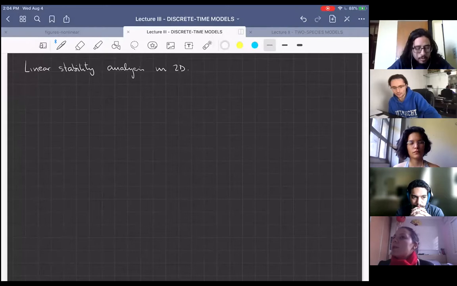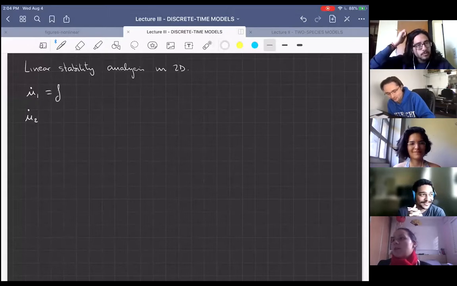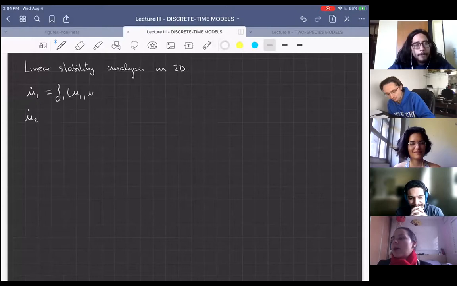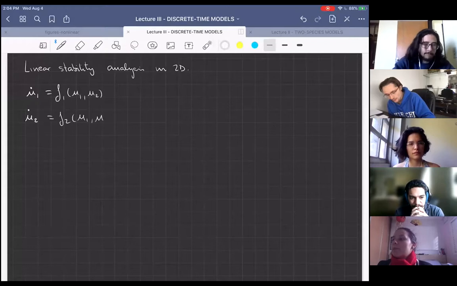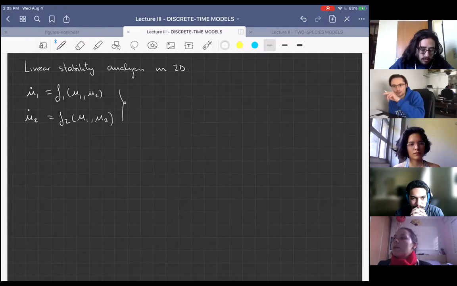I'm going to forget a little bit about the specific equations that we had yesterday. I am sorry, but I'm still going to use U1 and U2 as variables. And we are going to use a system that I can write in a general way like this. This is just the generalization of what we wrote yesterday. This F1, in the case of the models we had yesterday, is this U1 times 1 minus U1 minus A12 U2, if you remember, or it can be any function in general that we want.